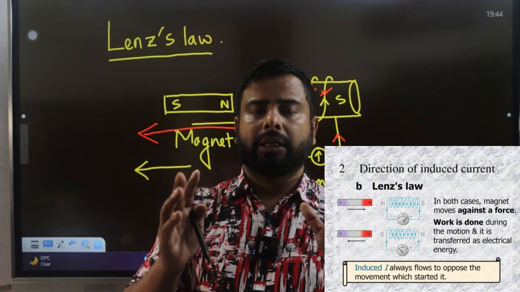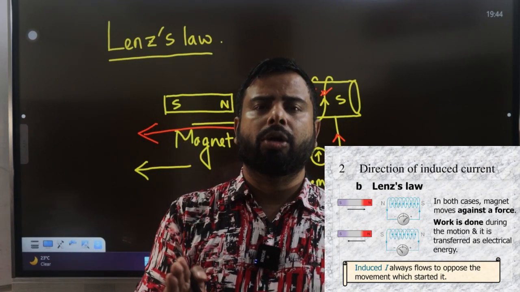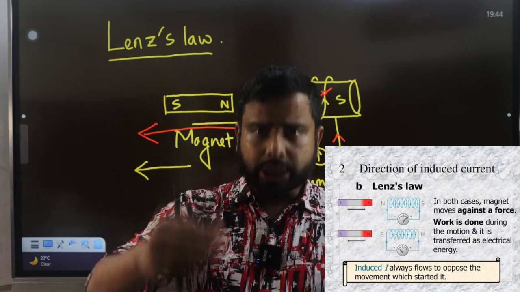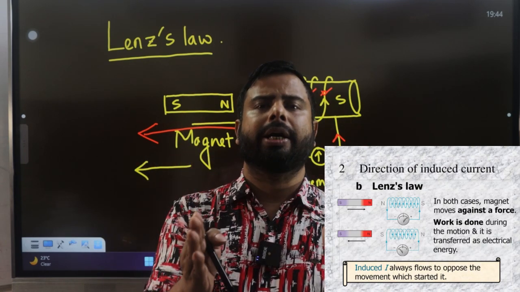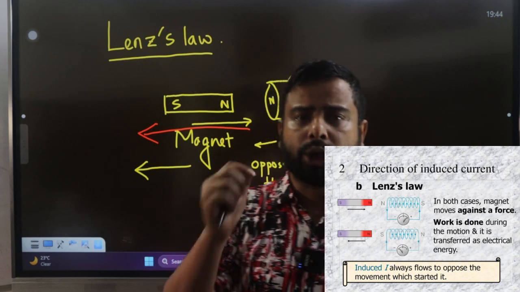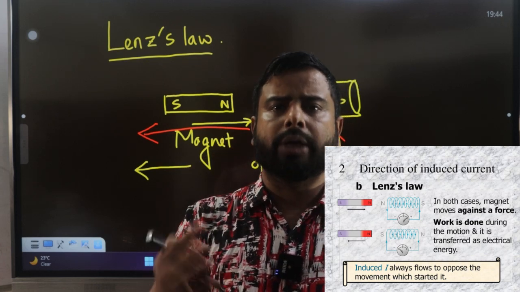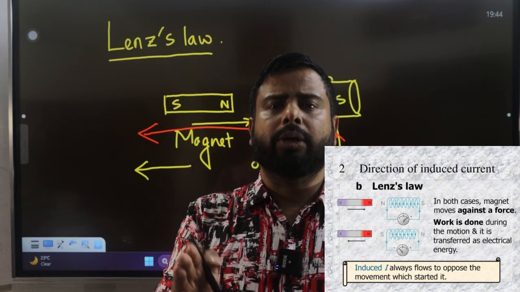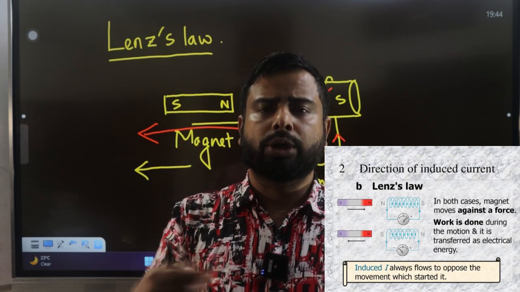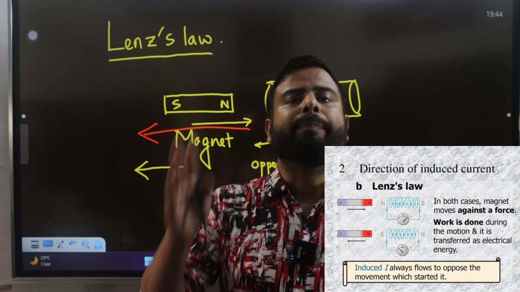So the main statement of Lenz's law is: the cause which produces the induced current in the closed loop coil, the direction of the induced current will be in such a way that it opposes the cause. This is the beauty of Lenz's law.